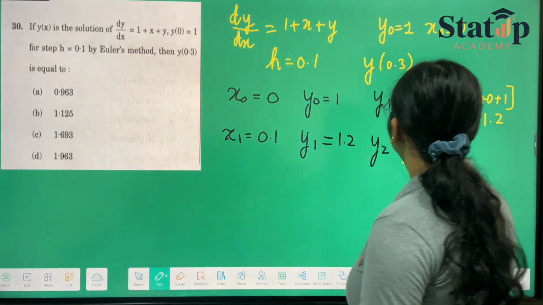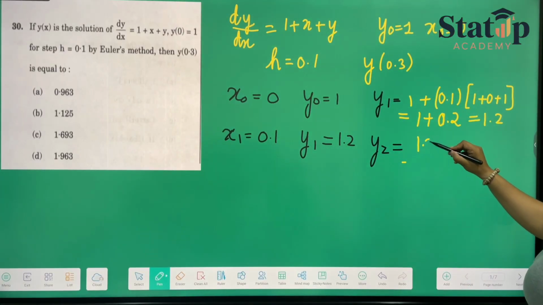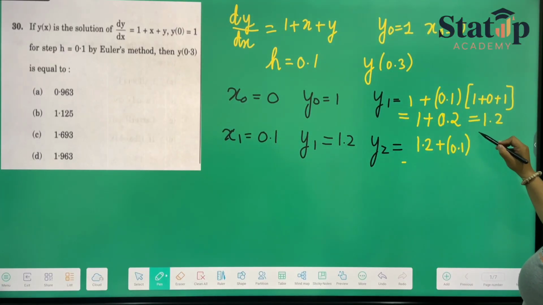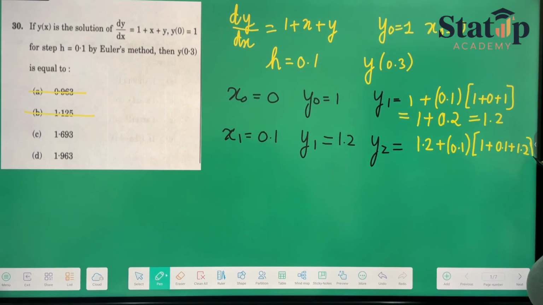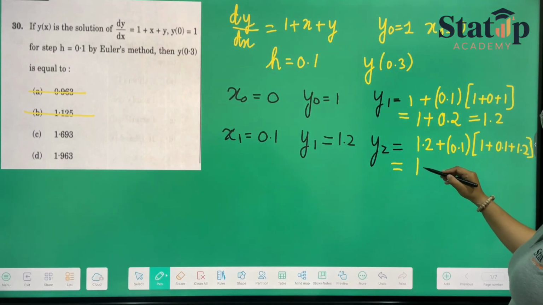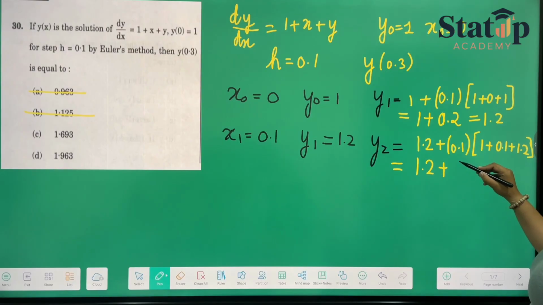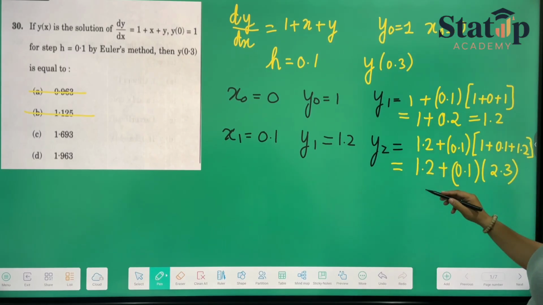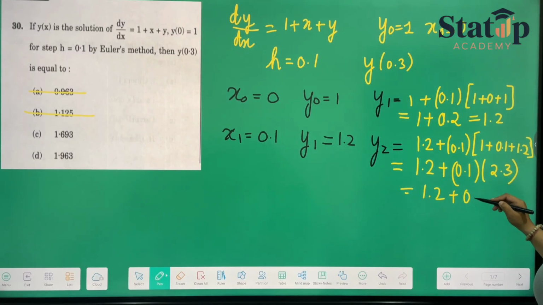So for y2, first of all, we take y1, which is 1.2, plus 0.1 into 1 plus x1, which is 0.1, plus y1. So here the value of y2 will be 1.2 plus 0.23, which is 1.43.